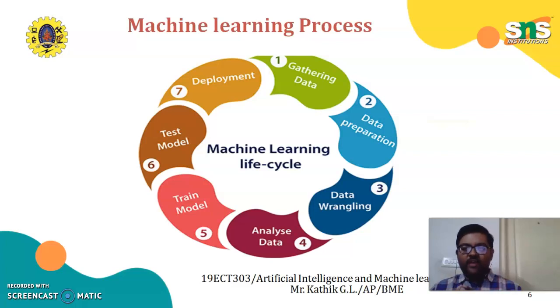In the same way, to develop a machine learning model, there is a process. That is what we are going to discuss in this video, and it is shown in this diagram. The machine learning life cycle. It starts with gathering data, then data preparation, data wrangling, analyzing the data, training the model, testing the model, and deploying or deployment of the model. We will see one by one.